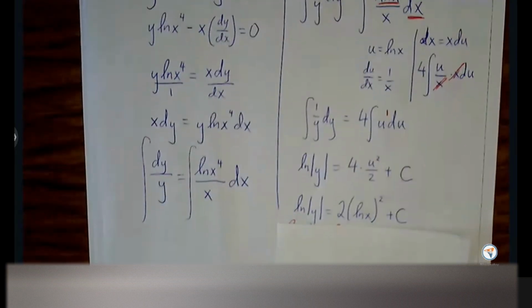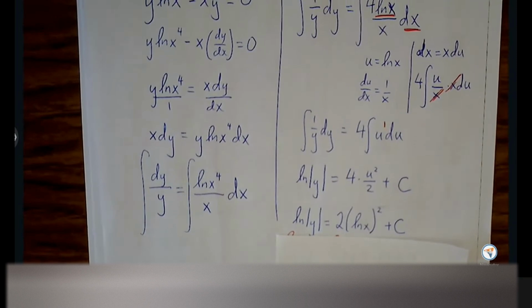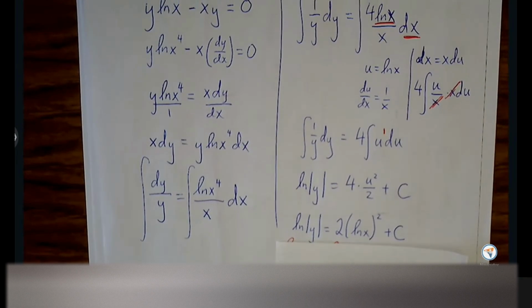The rest is cleanup. I'll pause here for a moment, make sure you guys can catch up. I took the 4 and the 2, I reduced it to be just 2. I replaced the u back in terms of x. So I'm now sitting at my function level at my original. I've taken care of my derivative level, moved it up to the function level, and now it's just a matter of solving for y. Okay, questions so far?